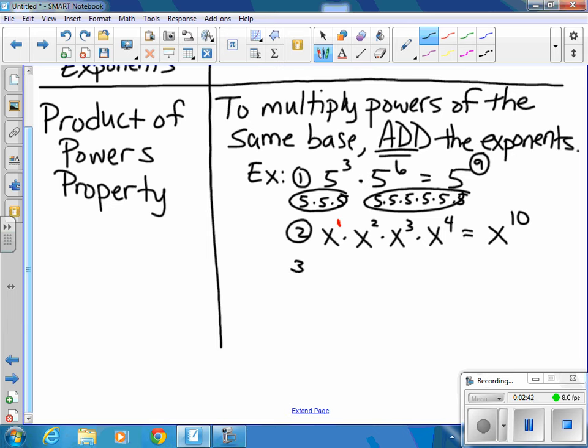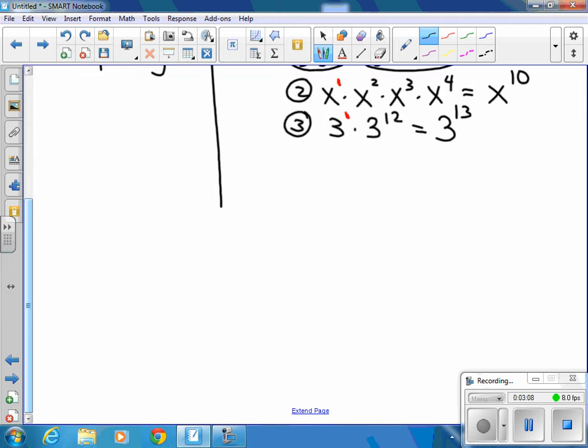For the next one, if I have 3 times 3 to the 12th power, my base is 3, but remember this first one has an exponent of 1, because there's only one 3 right there, that you need to understand exists. So when you combine them, you still have a base of 3, but now 1 plus 12 gives you 13. So this is 3 to the 13th power. You are not evaluating them, you are simply simplifying the exponents by using this property.